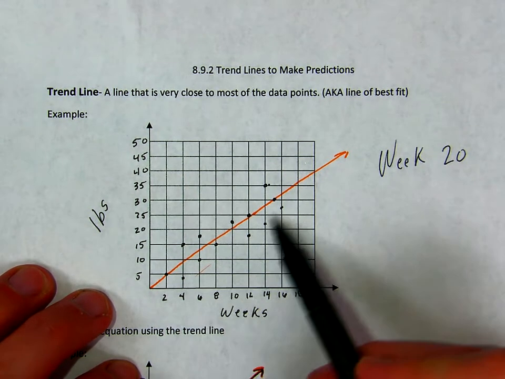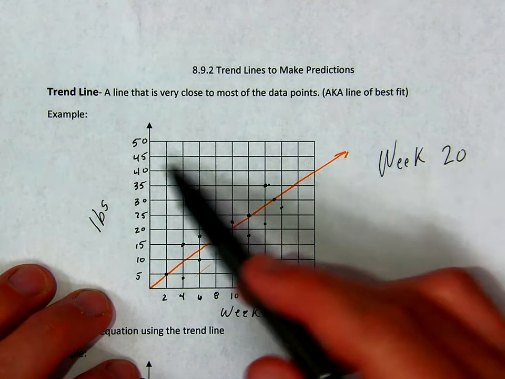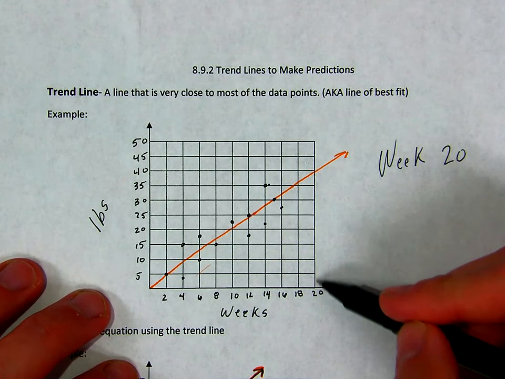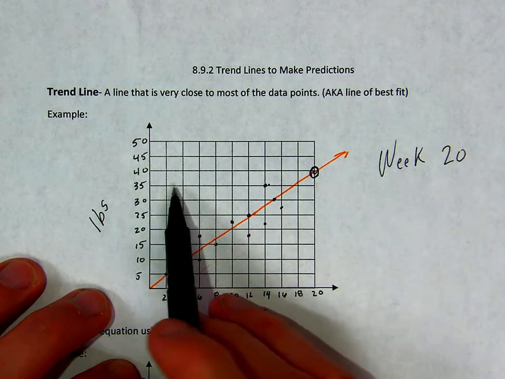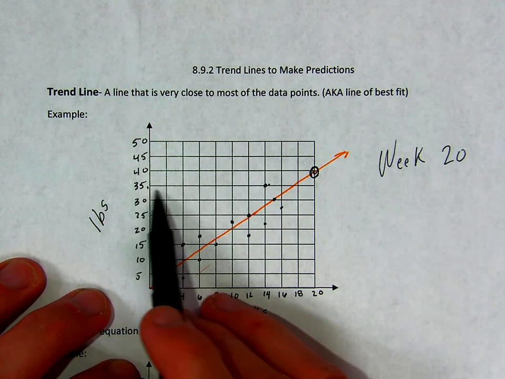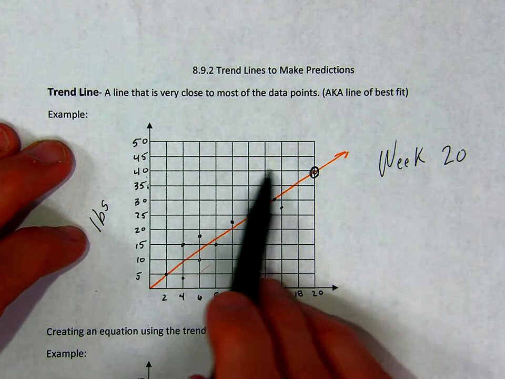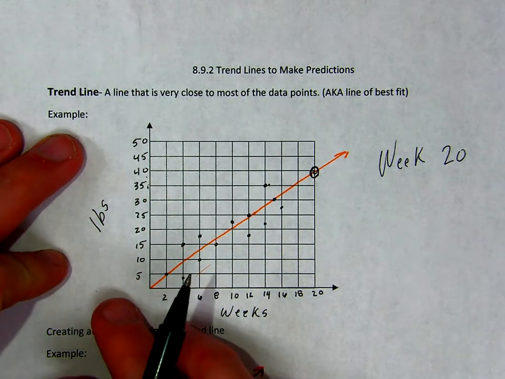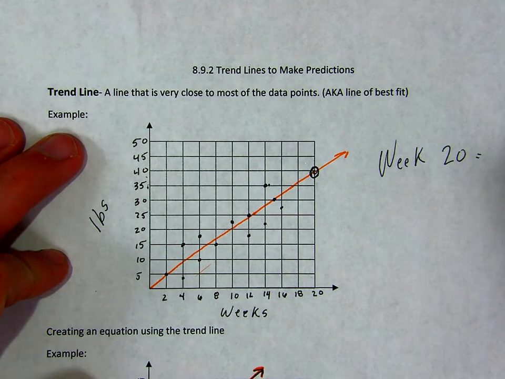So based on our trend line at week 20, roughly where do you think the weight is going to be? Let's go to week 20, go up to our trend line, and at week 20 we have this position right here. Roughly it's somewhere in between 35 and 40 that we can predict. See how 35 is here, 40 is here. So roughly between 35 and 40 we can predict that the weight is going to be about that number. So I'm going to say for week 20, about 40 pounds.